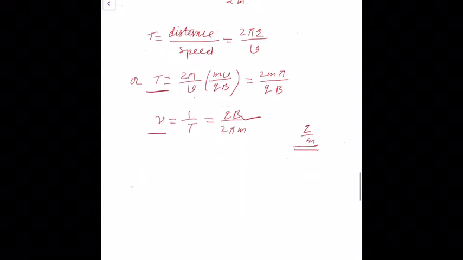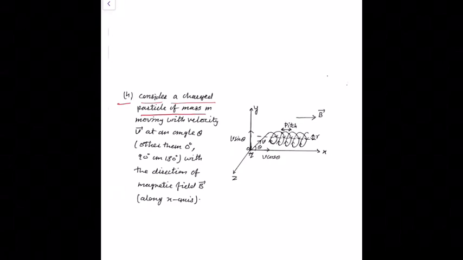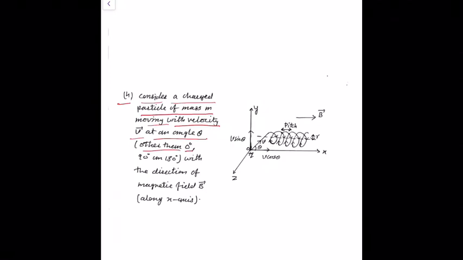Okay, next, fourth case. Consider a charged particle of mass small m moving with velocity v vector at an angle theta, means other than 0 degree, 90 degree, and 180 degree, with the direction of magnetic field B, means along x-axis.